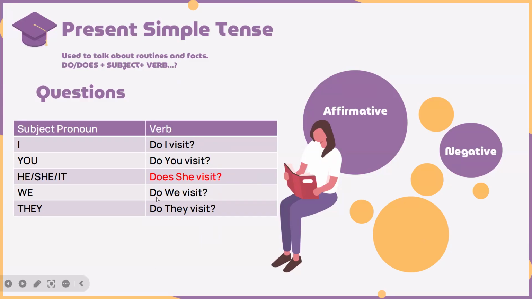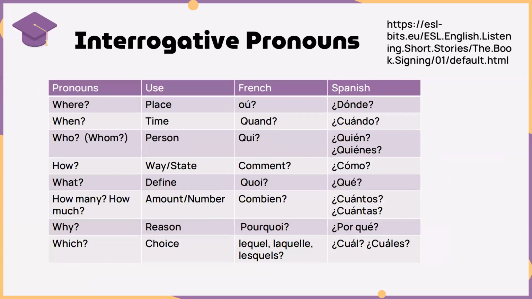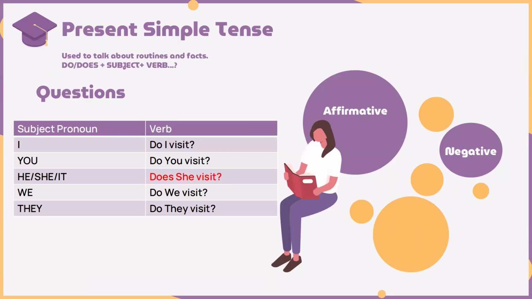As you can see here, do I visit? Do you visit? Does she, he, it visit? Do we visit? Do they visit? Even if the verb ends in O, the structure doesn't change. The only thing that we're going to change is the auxiliary verb do. Okay. Perfect.